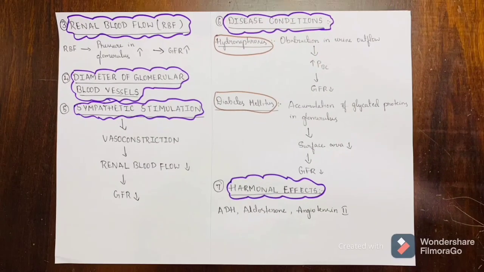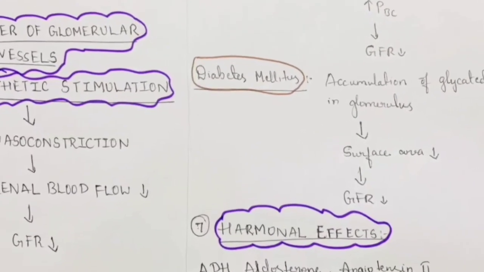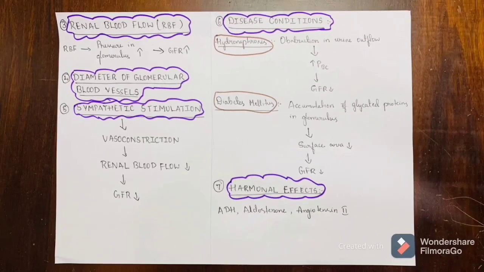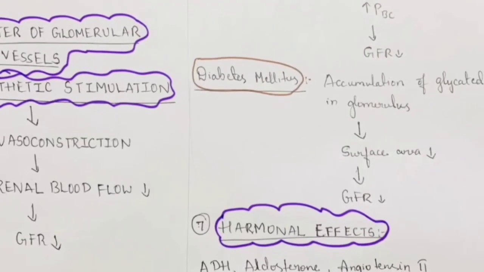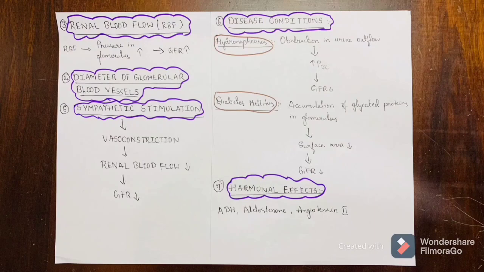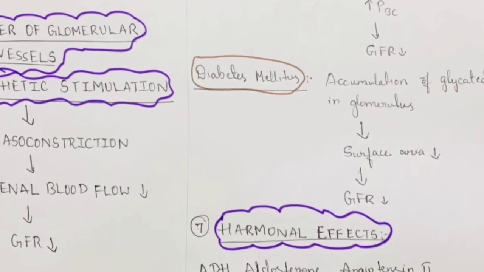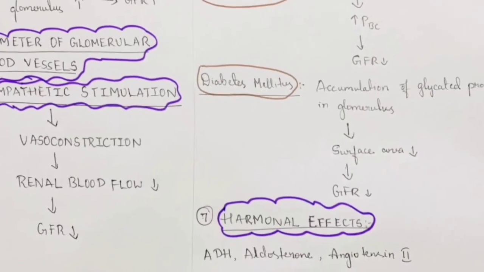And the third factor is renal blood flow. This increases the pressure in the glomerulus, which increases the GFR. The fourth factor is the diameter of glomerular blood vessels. And the fifth factor is sympathetic stimulation. This causes the constriction of the afferent arteriole, which decreases the renal blood flow, which further decreases the GFR.